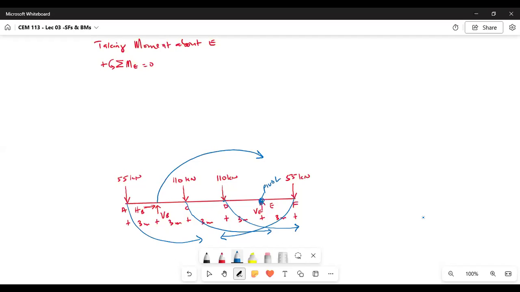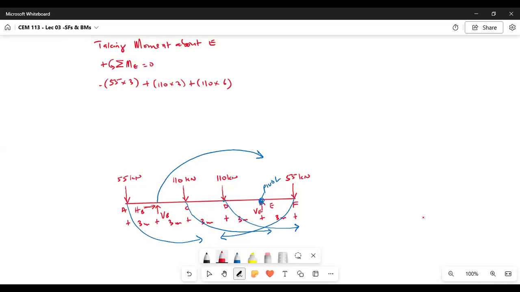Okay. All right. So with that understanding, we can now simply write: we have 55 times a distance of 3, and that is clockwise. Then we have plus 110 times 3 anti-clockwise. We have plus 110 times 6.